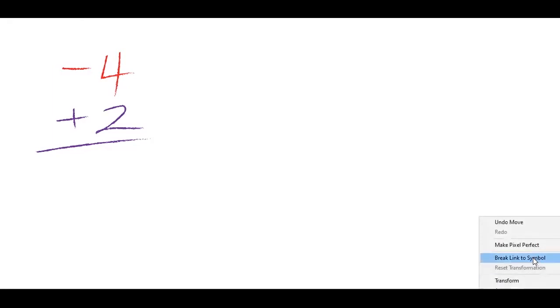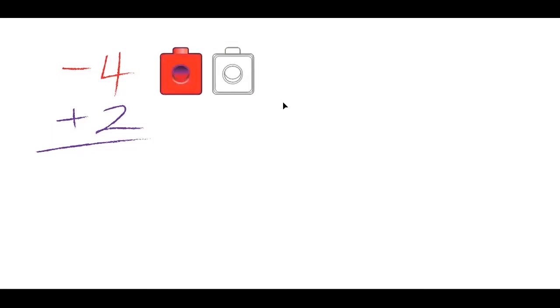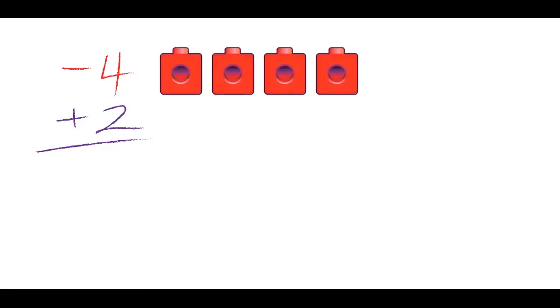So let me see if I can turn one of my counting cubes red right quick. So now we can represent -4 using red cubes. Our positives are yellow. So we'll represent our +2 using yellow cubes. Does anybody see where I'm going with this?